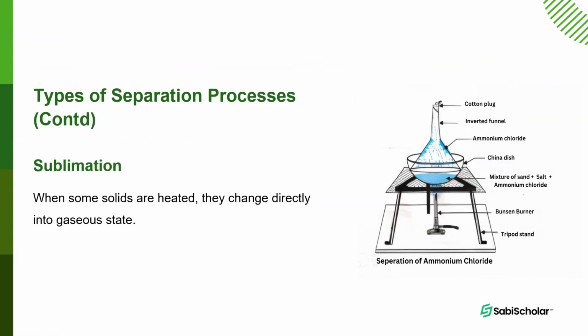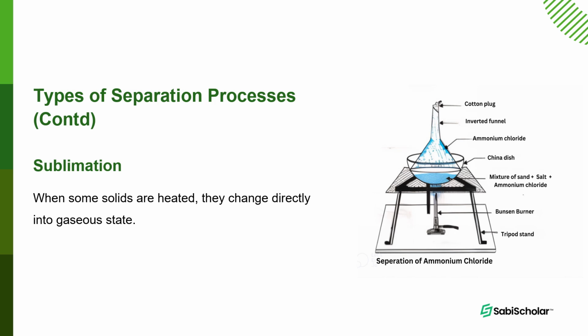When solids are heated, they change directly into gaseous state. So basically, sublimation is the process of converting a solid directly to gas without passing through liquid. So if we have a mixture of 2 different solids, one of them can sublime and the other cannot sublime. Examples of those things that can sublime are naphthalene, ammonium chloride, or iodine.